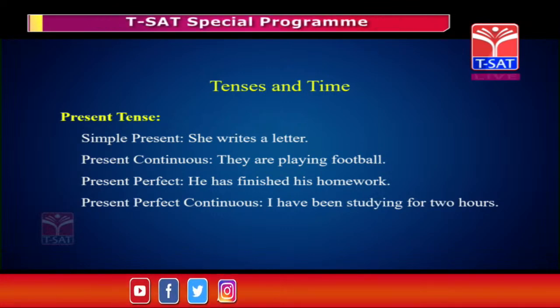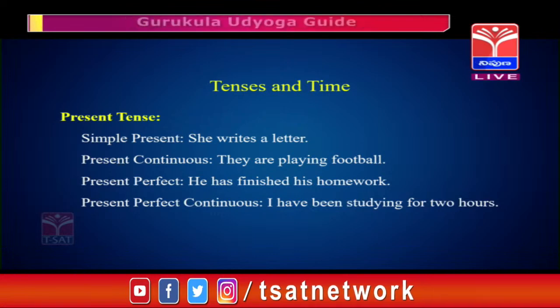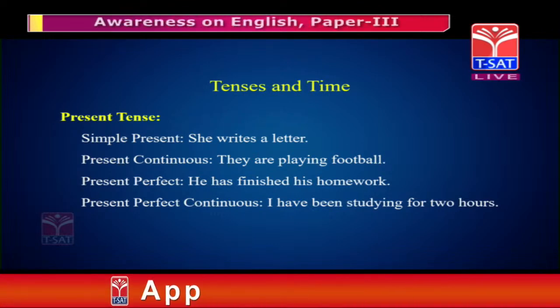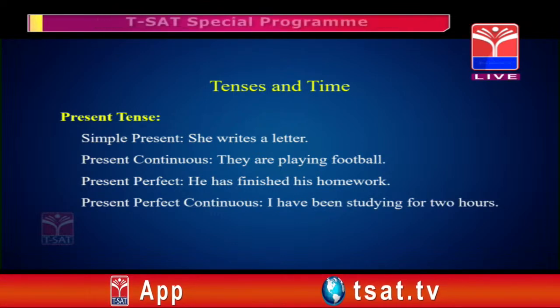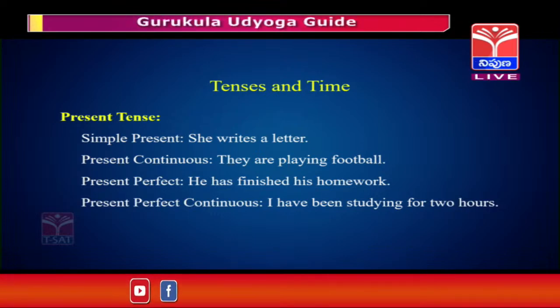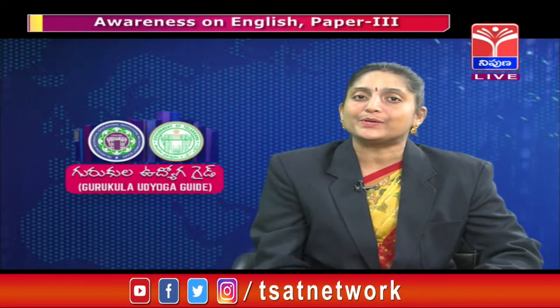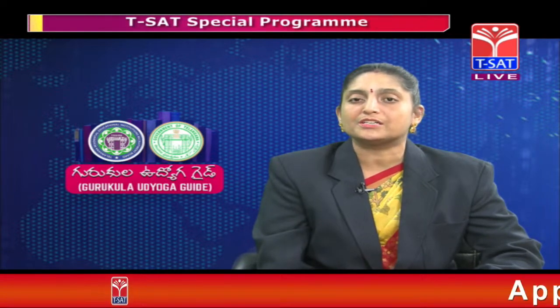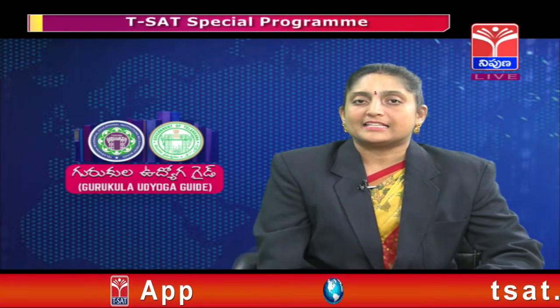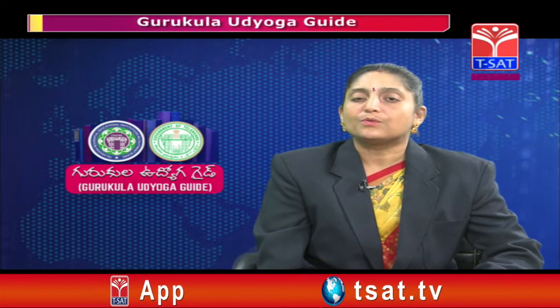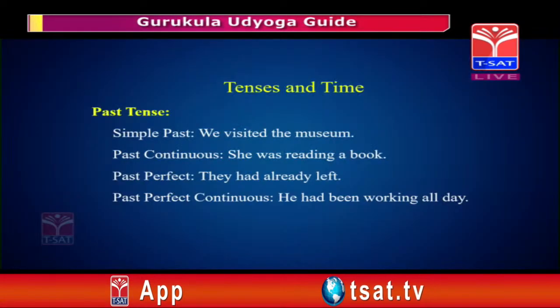Present perfect talks about an action that is completed by the time you speak, but has some relevance in the present. Present perfect continuous talks about an action that started sometime earlier and has been continuing into the present. Then you can use the present perfect continuous tense. Coming to the past tense, work which is completed by the time of speaking comes under simple past tense.